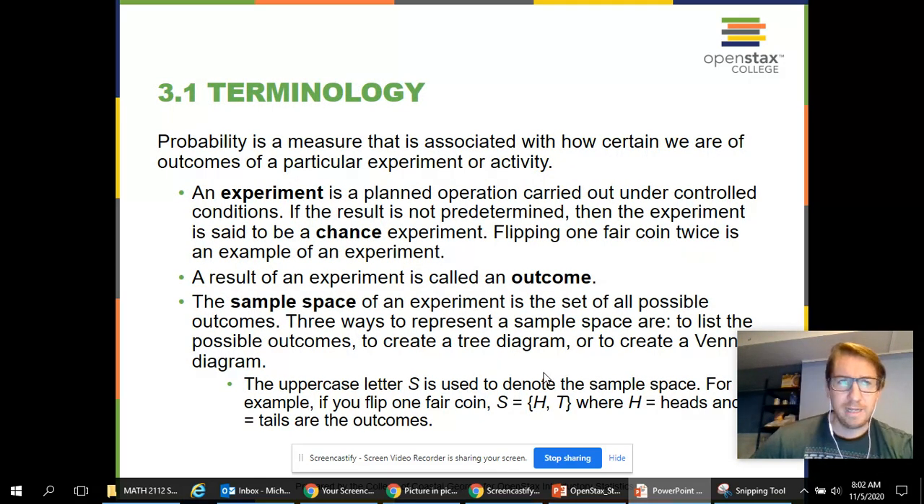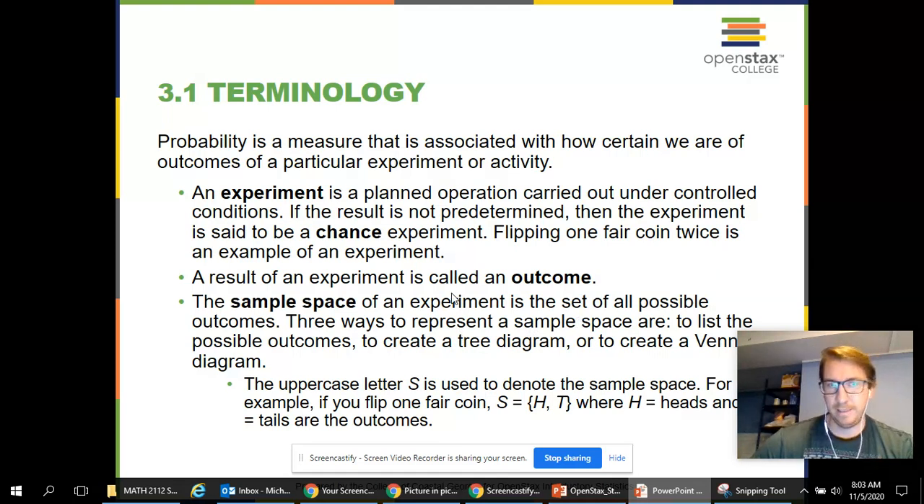All right, so terminology, and this is some work that we've also worked on in Algebra 2, so hopefully it's familiar for you. Whenever we're talking about probability, we always need to talk about the event that we're doing or the experiment, and that's something like flipping a coin, rolling a die, projecting the weather. Whatever it is that involves probabilities and chances, it's called an experiment. If the result is not predetermined, then the experiment is said to be a chance experiment.